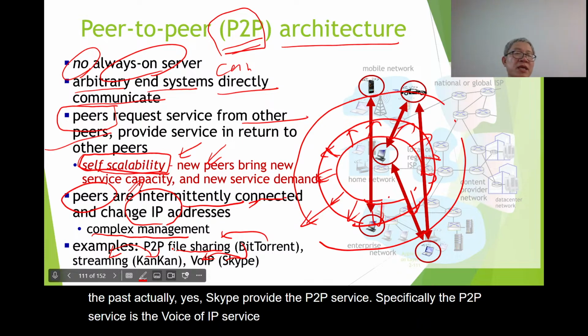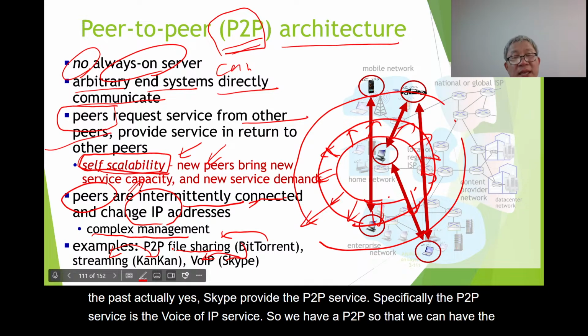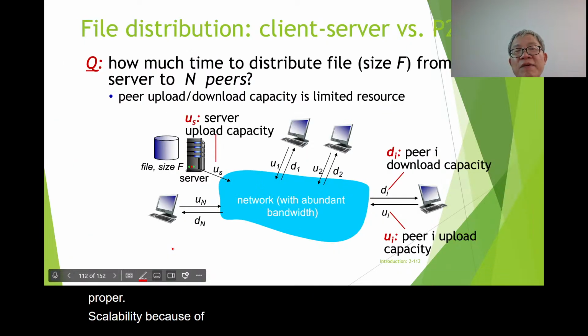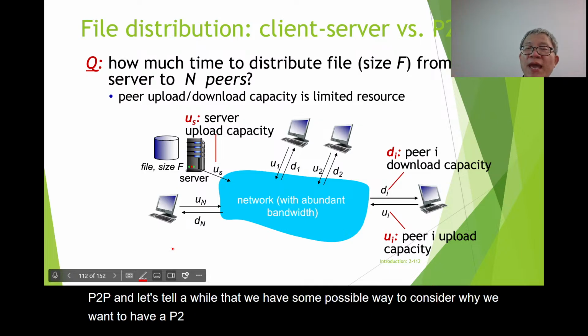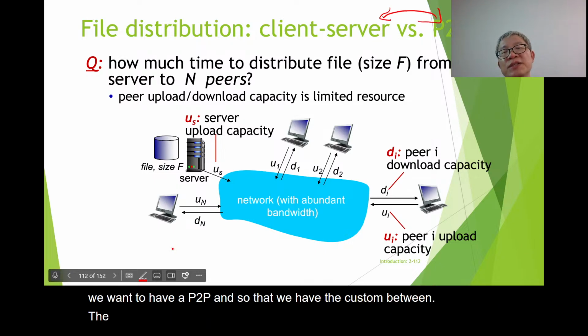So we have P2P so that we can have proper scalability. Because of this, we have P2P. And later we will consider why we want to have P2P, so that we can compare the two architectures, the client-server architecture and the P2P architecture.